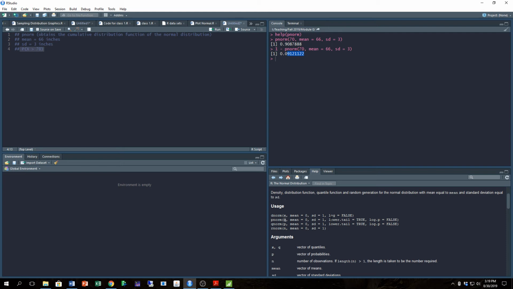Or you can use the lower tail. Instead of being from 70 below, you can set lower tail equal to false, and that will give you the right result. So we can use something like this and add that other parameter, lower tail equal to false. And that gives you the correct answer.